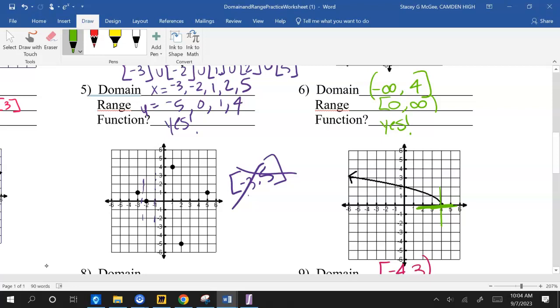You're thinking the domain. So that describes x's. So it's going left and it's going up. So this left and right is domain, up and down is range. So that's why, since it's left, my domain has a negative infinity. Anything else?